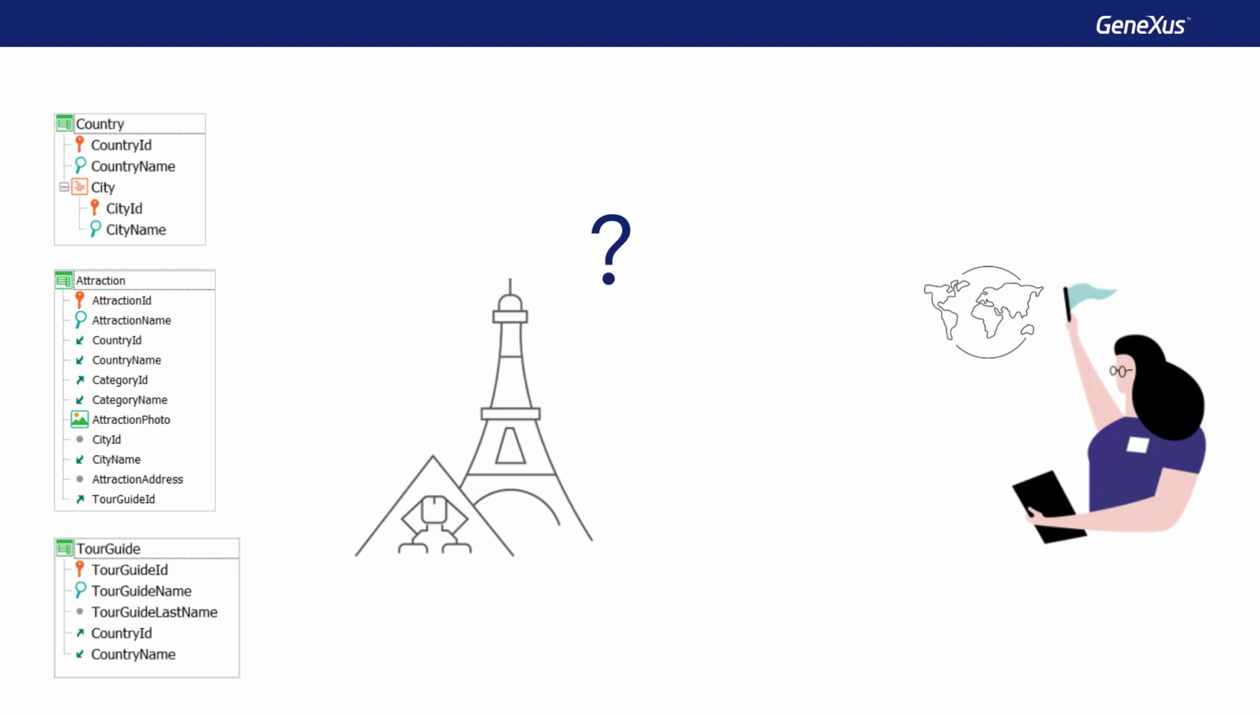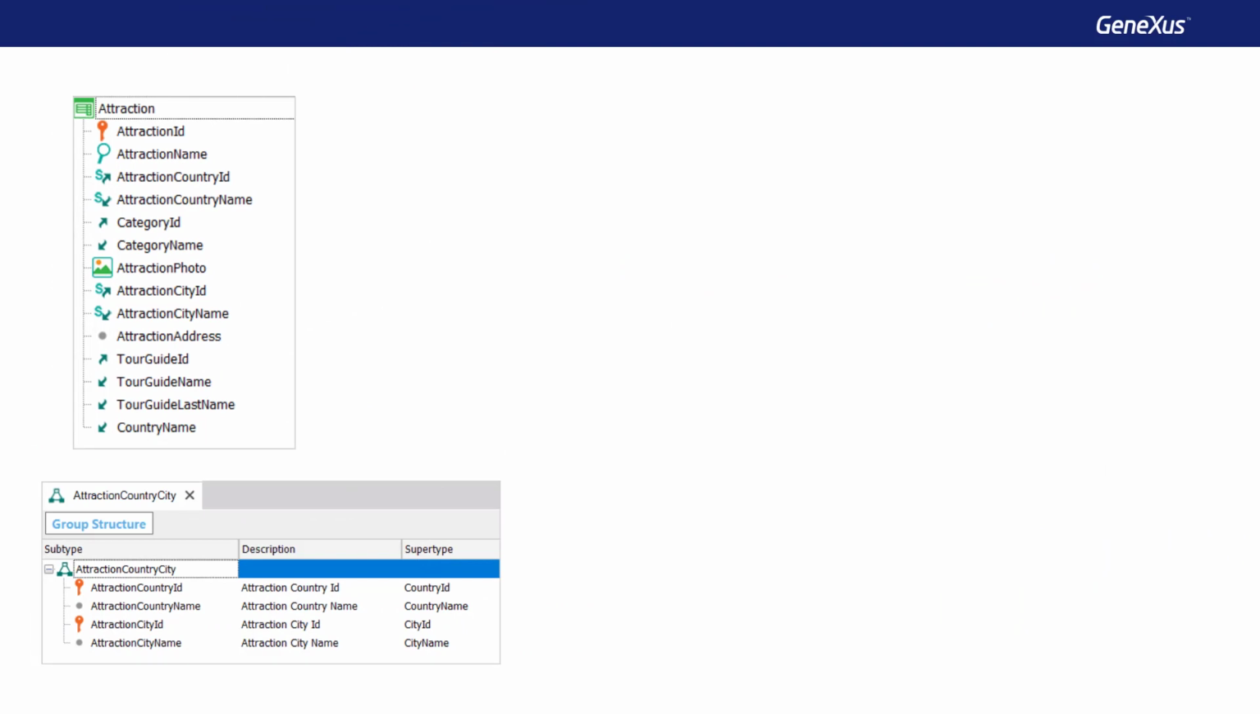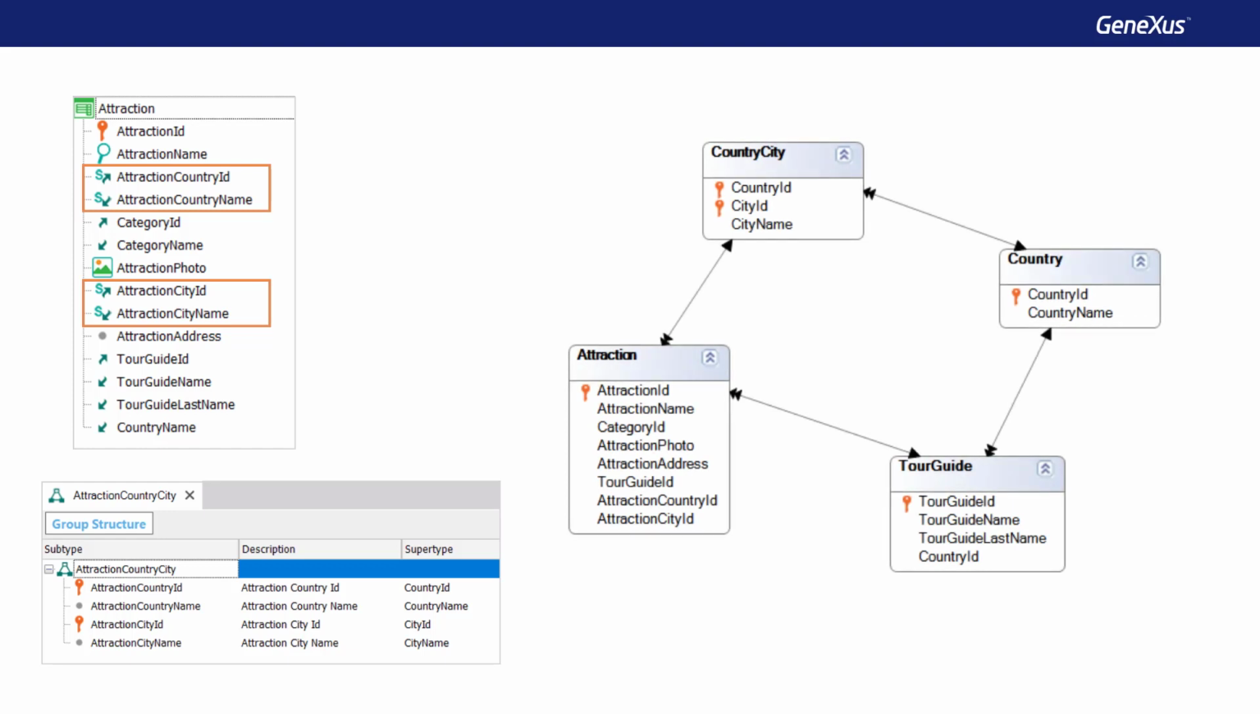We have no choice but to use subtypes in order to make attraction have its own country, independently from the country of the tour guide. We'll create a group of subtypes to represent the country and city of the attraction, since it's attraction where the problem occurs. Note that now Genexus correctly represents the relationships in the table diagram. In addition, the country name attribute is now inferred from tour guide ID without ambiguity.